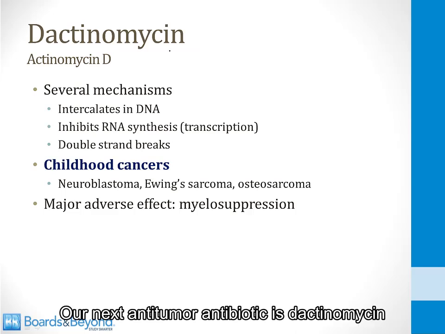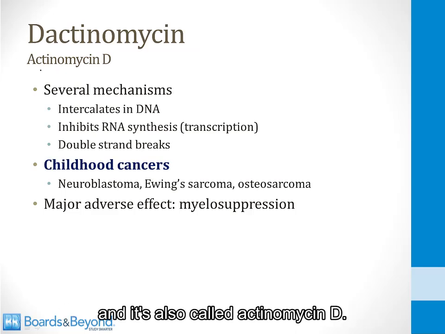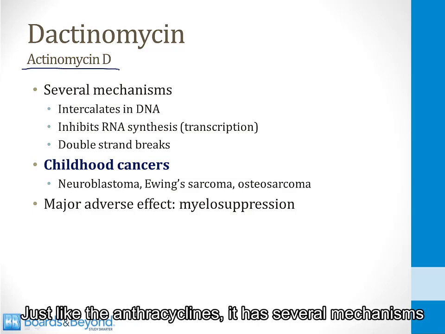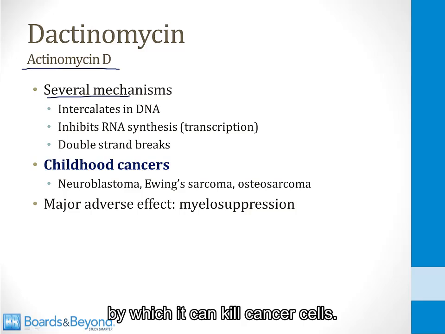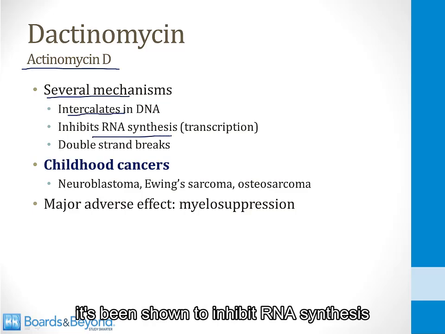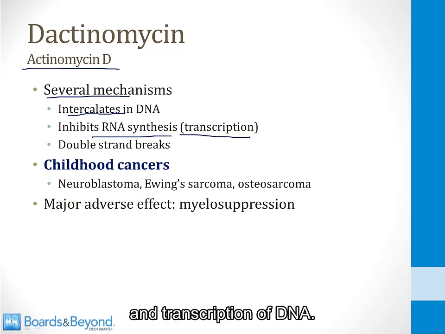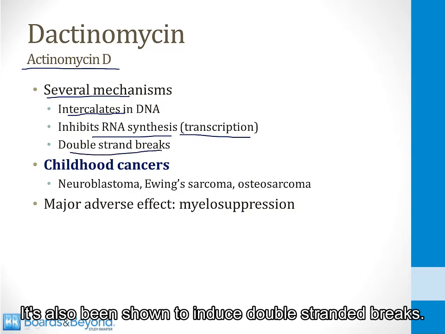Our next anti-tumor antibiotic is dactinomycin. It's also called actinomycin D. Just like the anthracyclines, it has several mechanisms by which it can kill cancer cells. It also can intercalate in DNA. It's been shown to inhibit RNA synthesis and transcription of DNA. It's also been shown to induce double-stranded breaks.